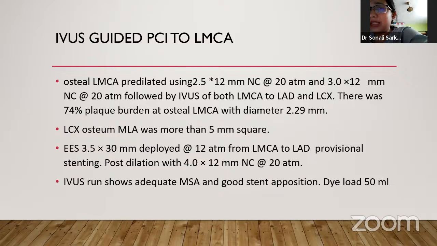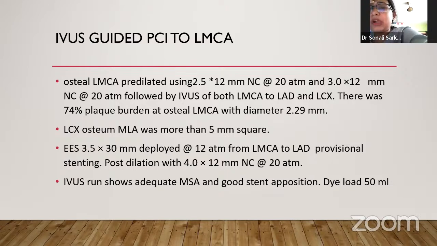The ostium of the left circumflex MLA was more than 5 millimeters square. So that was one of the factors which helped me to decide that better to go in for a provisional approach, and after stenting from left main to LAD, if I lose the LCX, then maybe I will go in for a 2-stent approach. And another factor that was obviously the financial constraint, since this is state sponsored, so I won't get more than 3 stents, and a 4th stent, if used, has to be bought by the patients, and their relatives were very poor, they were unable to afford anything.